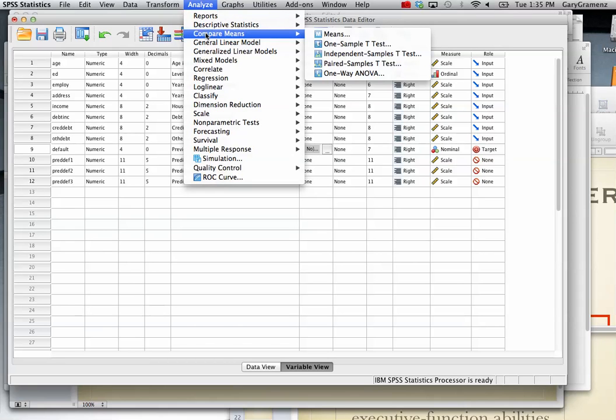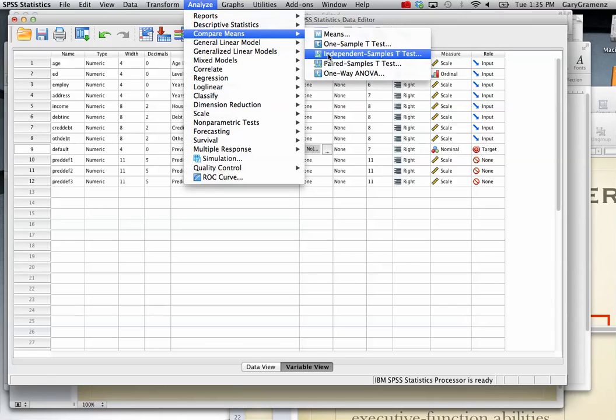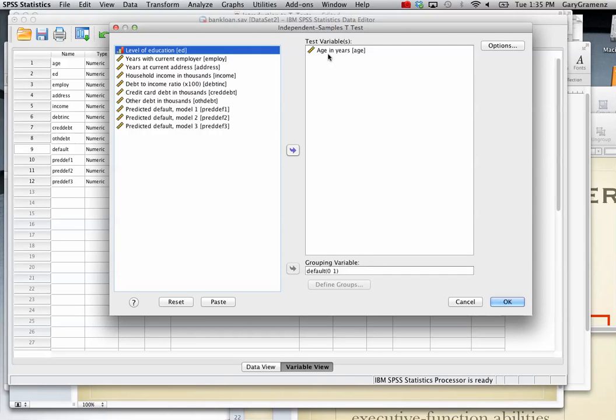Compare means, and then Independent Samples t-test. Okay? I'll do that again. Analyze, compare means, Independent Samples t-test. After you've done that, you'll get this prompt.